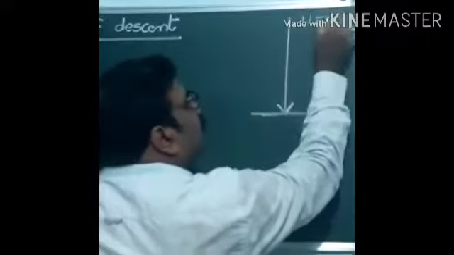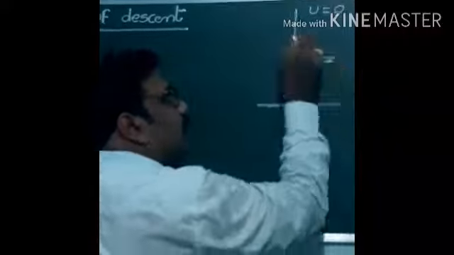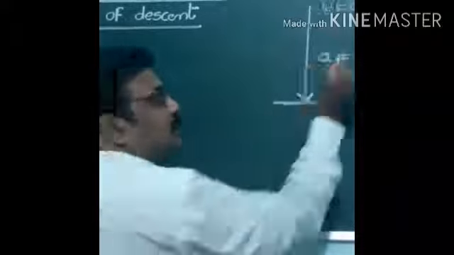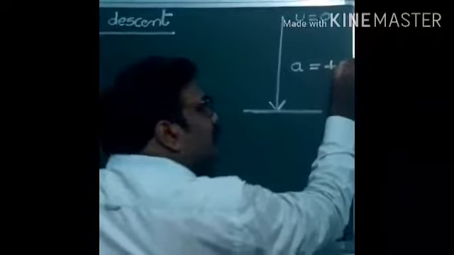Going upwards, v becomes 0 at maximum height, but for a freely falling body, initially u equal to 0. The object is moving downwards and gravity is downwards, both in the same direction. That's why a equal to plus g will be taken.